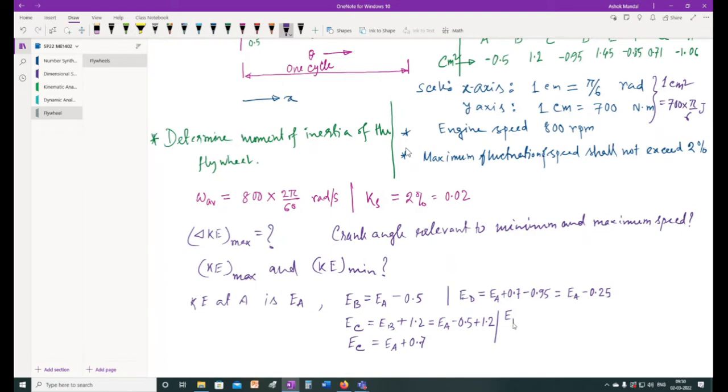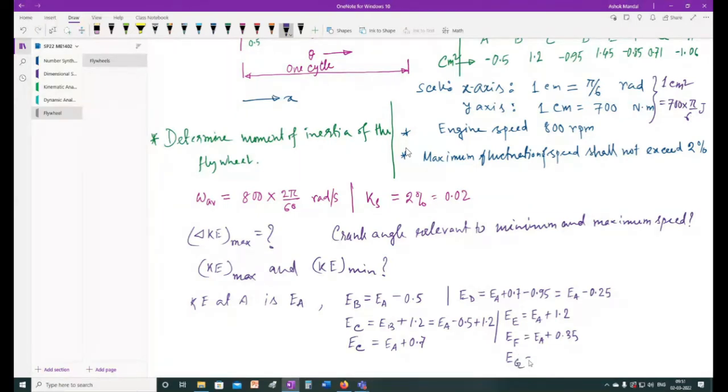Can you directly tell me what is EE? EA plus 1.2. And then EF? EA plus 0.35. All the energies here are in what unit? Centimeter square, right? We can convert centimeter square into joule using this, but let's not do that.